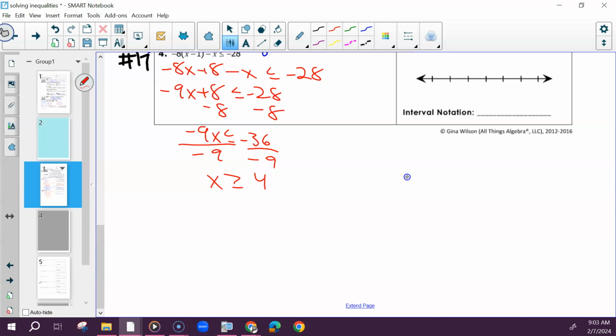Go ahead and graph that. Would this be open or closed? Closed. Going to the left or to the right? To the right. So how would we start writing this interval notation? Would 4 have a parenthesis or a square bracket? Square bracket. And it ends at infinity, and that would have which symbol? Parentheses. Always with infinities.